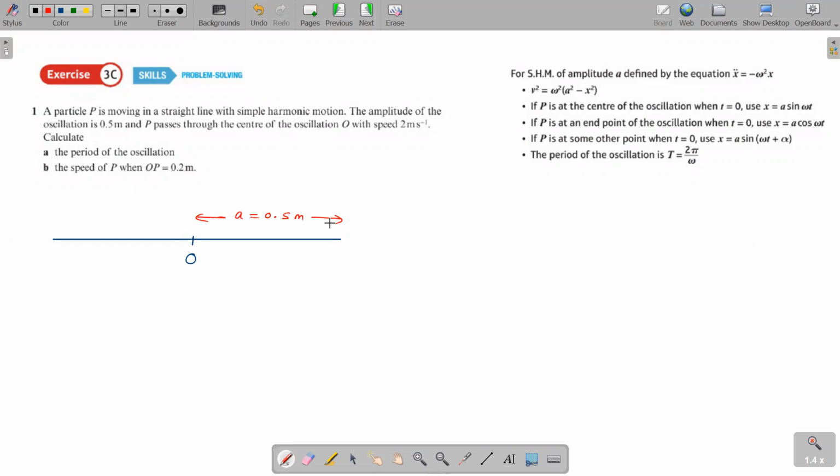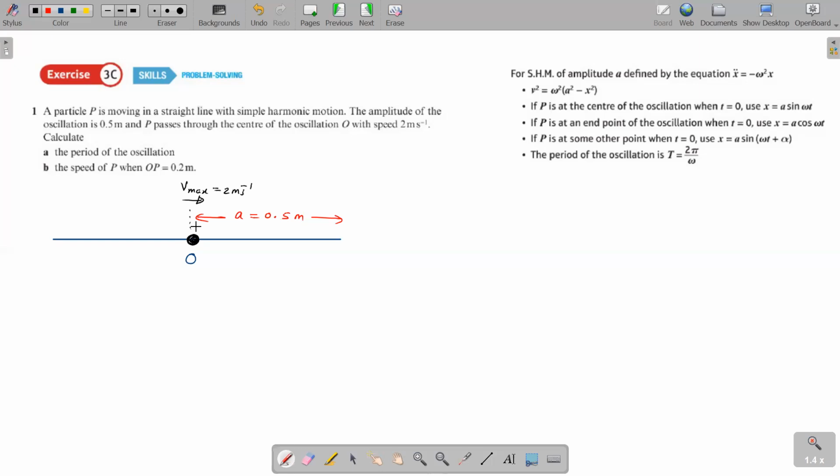P passes through the center of the oscillation with speed 2. Guys, when you see that it passes through the center of the oscillation with speed 2, what do you understand? I told you when you pass through the center, you have what speed? Whenever in SHM the particle passes through the center, you have the maximum speed. So over here at the center, you have the maximum speed, which means the Vmax is 2 meters per second. Do you agree? They're asking you to calculate the period of the oscillation.